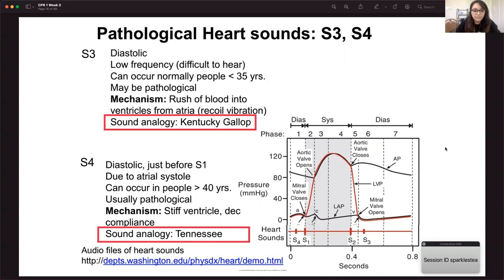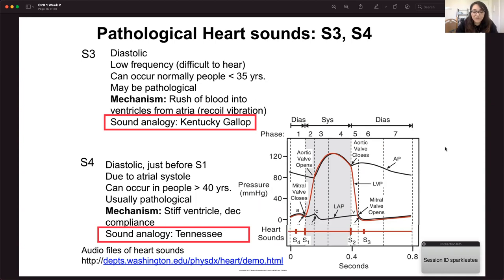For heart sounds, we talked about your S3 and S4 last week. S3 is normal until about 35 years old, and then it can become pathological. So if you hear it in an older patient, it would be considered a pathological heart sound. This is just to remind you to remember these terms.